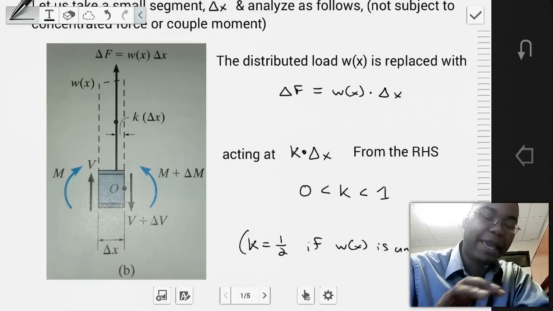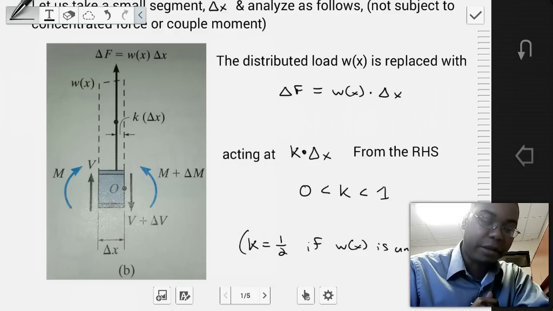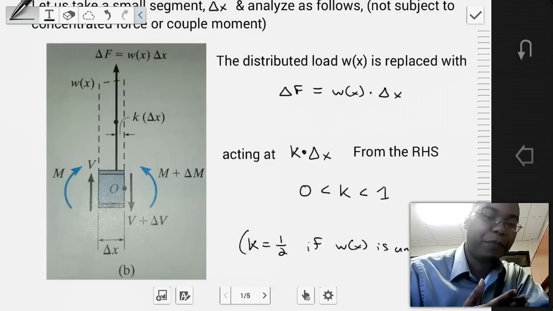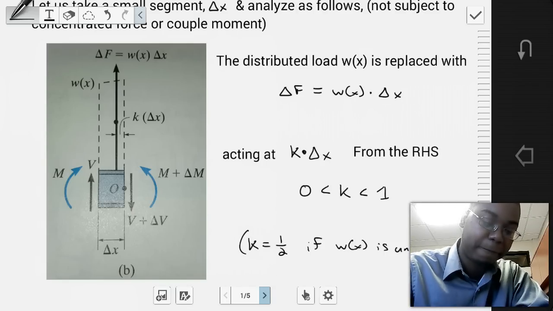So we're able to take this section of the beam, make the differential length, delta x, associated with this resultant force that is found at some distance k.